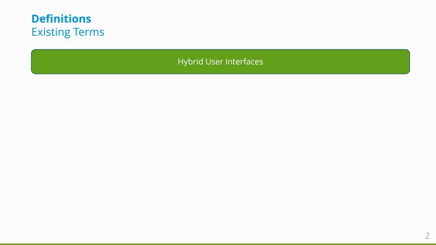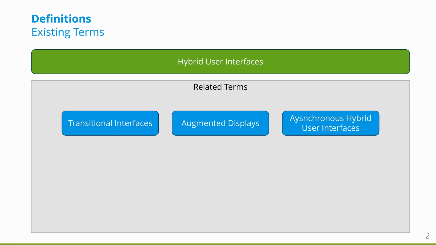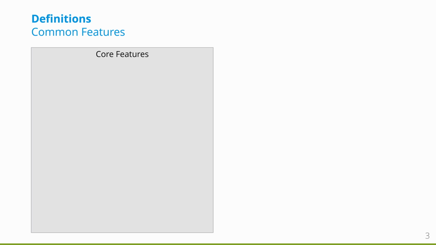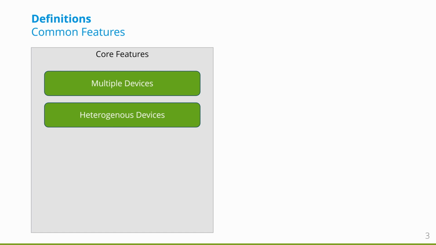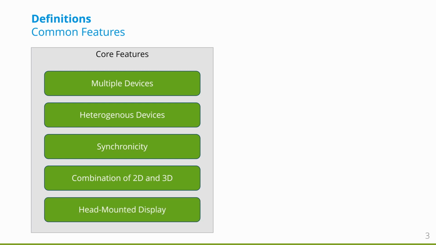Additionally, other terms appeared, which are transitional interfaces, augmented displays, asynchronous hybrid user interfaces, distributed user interfaces, cross-device, cross-service, or complementary interfaces. Generally, we identified some core properties that most of the definitions shared. With that, hybrid user interfaces combine multiple, heterogeneous devices synchronously to join 2D and 3D representations and interactions. Additionally, one such device should always be a head-mounted display.